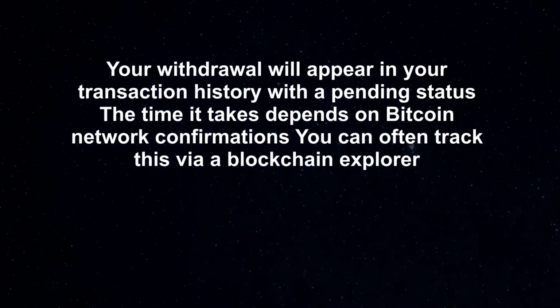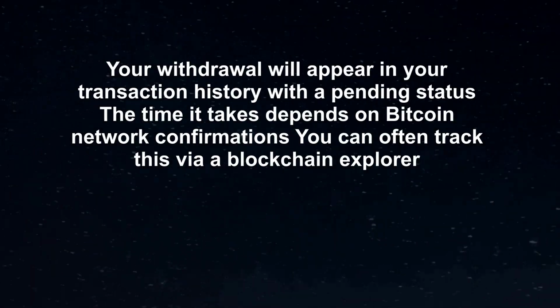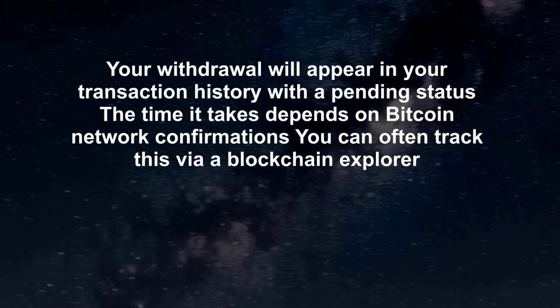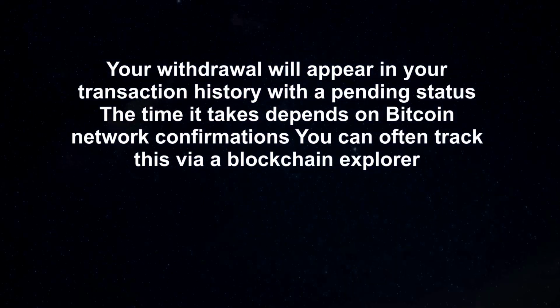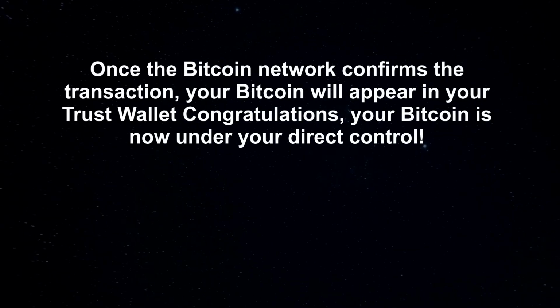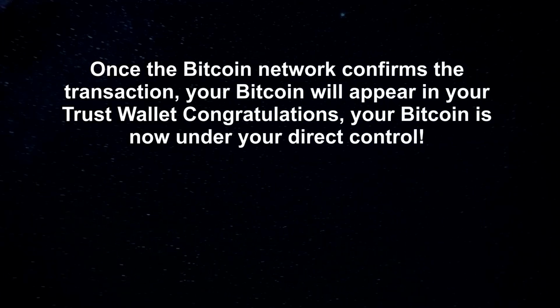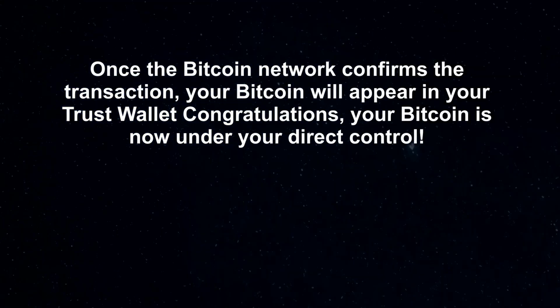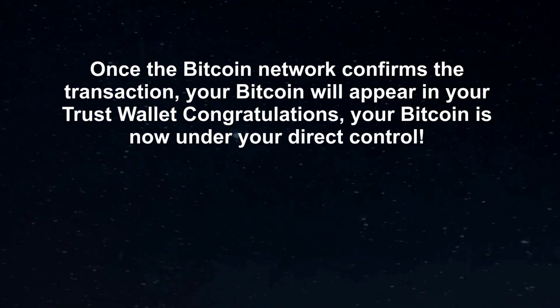Your withdrawal will appear in your transaction history with a pending status. The time it takes depends on Bitcoin network confirmations. You can often track this via a blockchain explorer. Once the Bitcoin network confirms the transaction, your Bitcoin will appear in your Trust wallet. Congratulations! Your Bitcoin is now under your direct control.